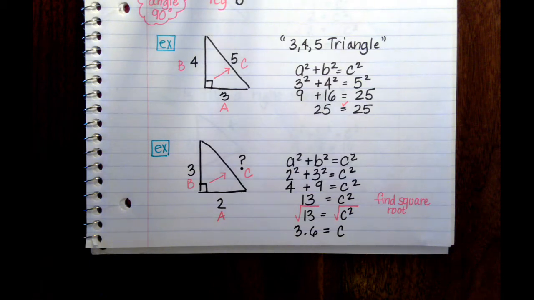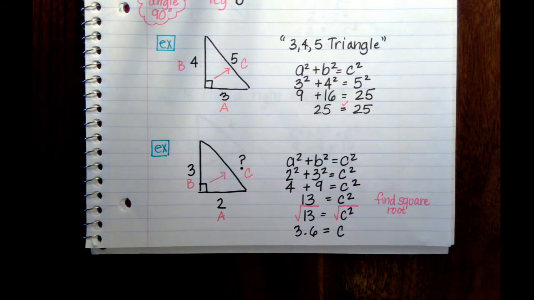I went ahead and then next line, I squared the 2 and I squared the 3. I got 4 and 9. Add them up for 13. Now you're stuck. 13 equals C squared. Well, the only way to find out what C equals is to find the square root. It's kind of like the opposite of squaring something.